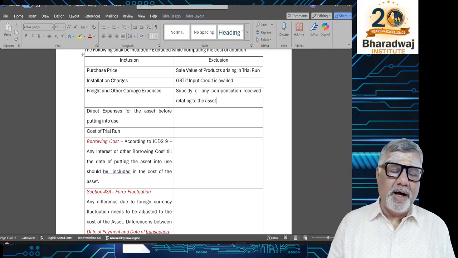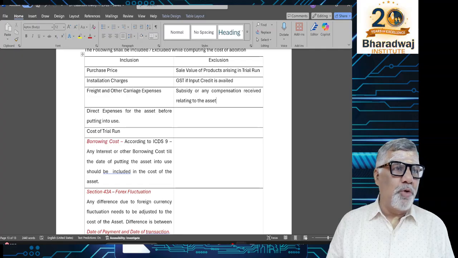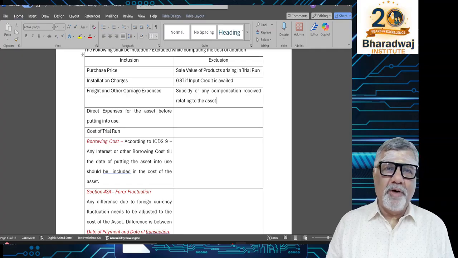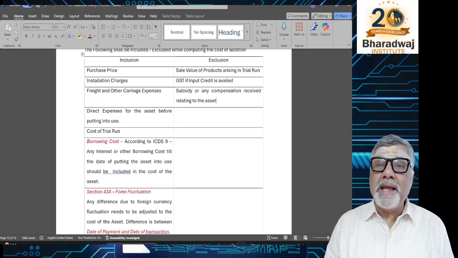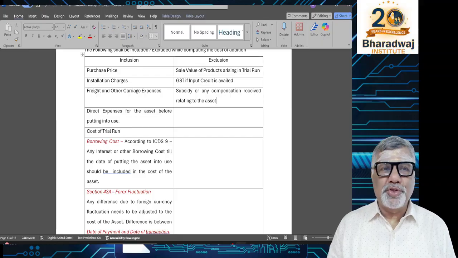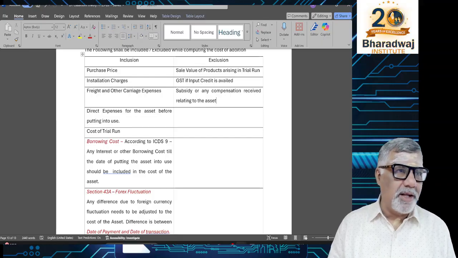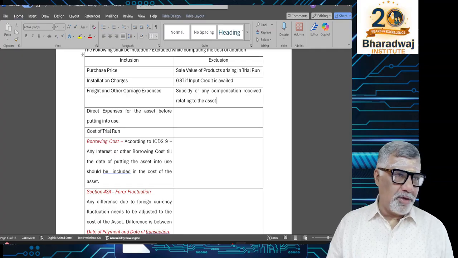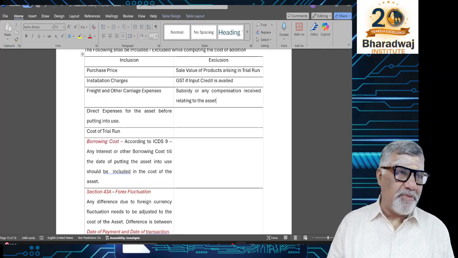And the word unapproved is not used by the law. The word used by the law is "otherwise than by approved modes." That is the exact words used by the law. Yes, friend? Friend, what are all the assets which are not specified assets?